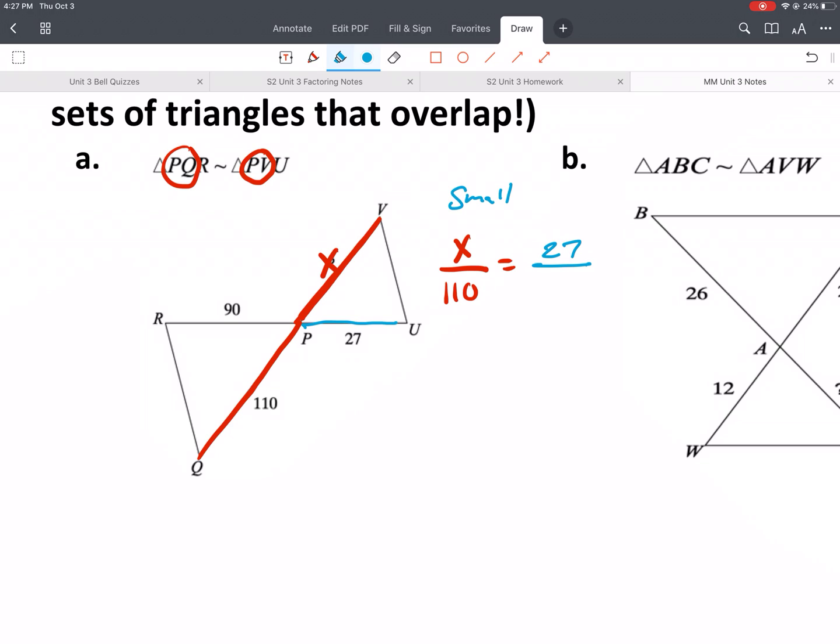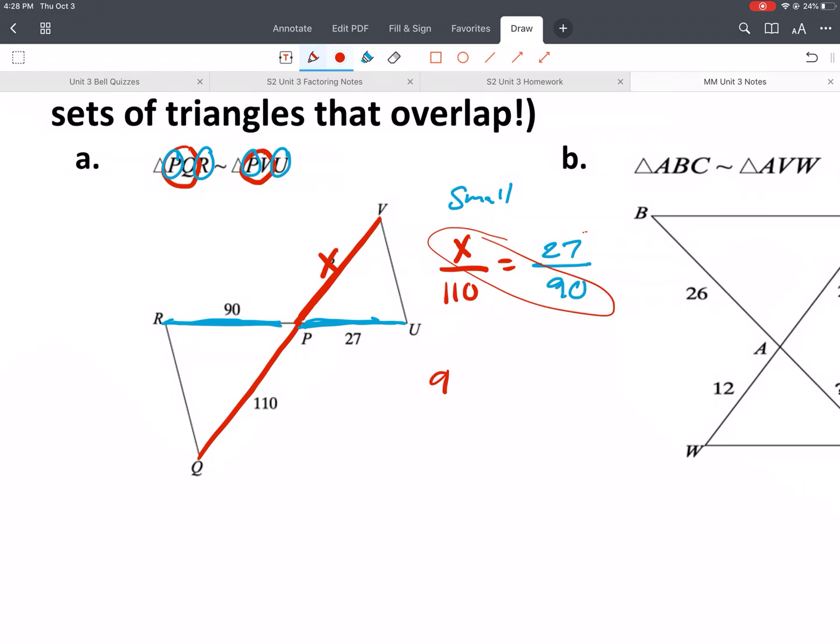And you would probably assume that the other corresponding side would be 90, and you'd be correct, but you could always check. So PU would be the first and third PR. So that makes sense. All right, so once we have that set up, this is what we've done in our last unit. So we'll just do cross multiplication.